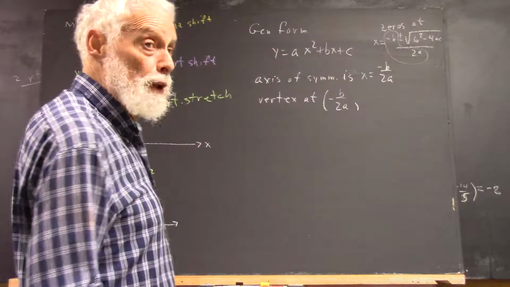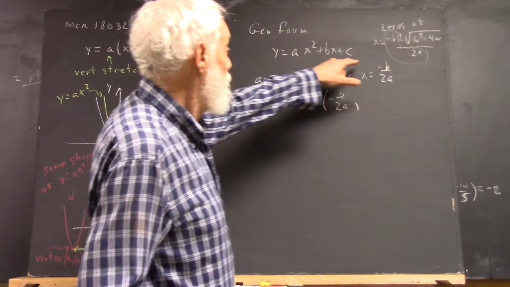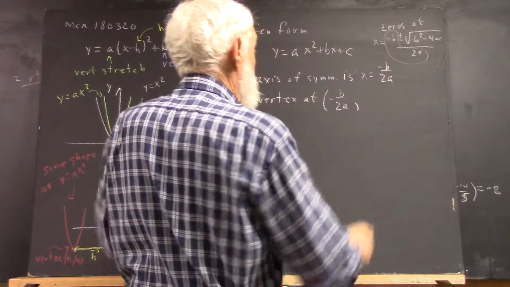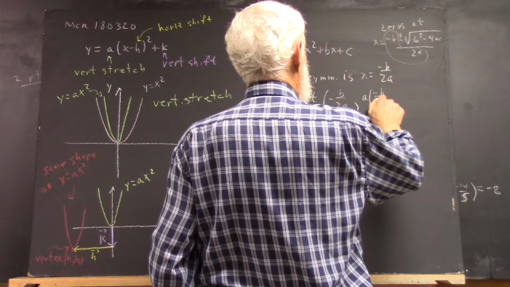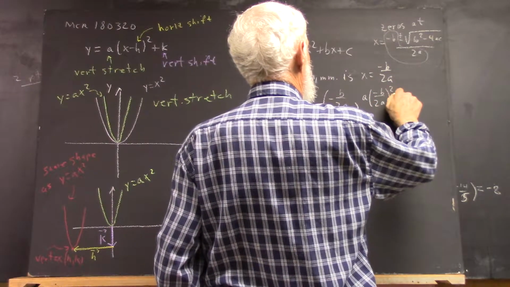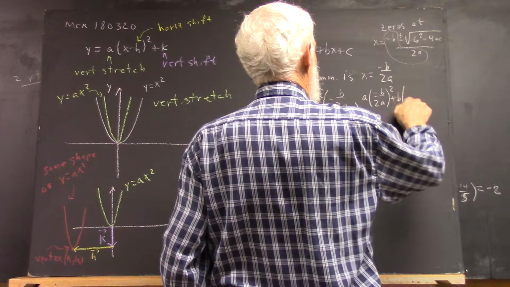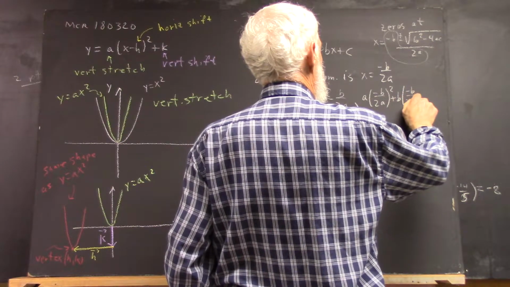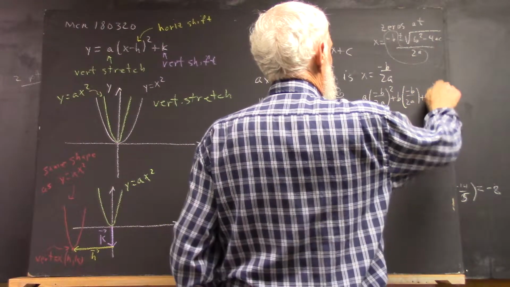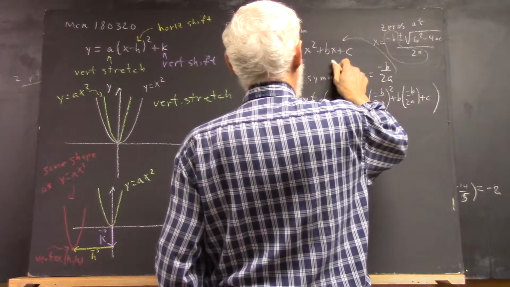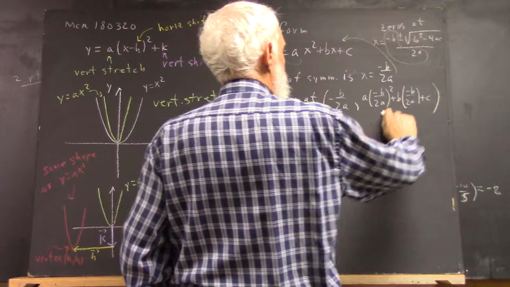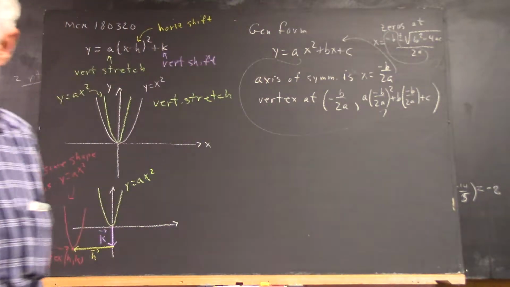Vertex is at negative b over 2a, and then you plug in negative b over 2a here. And I could even write that. And you know, that's not something you want to memorize as a formula, but I'll write it out this way, just to indicate that we plug this in to this, which gives us this expression. Okay?